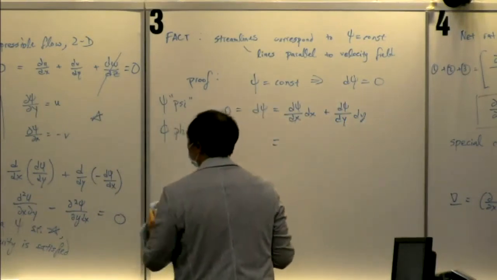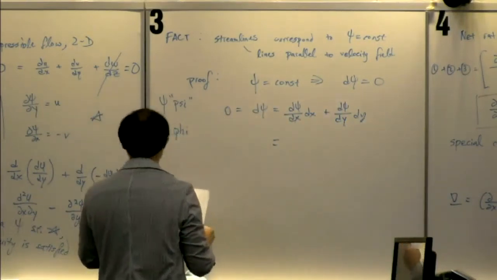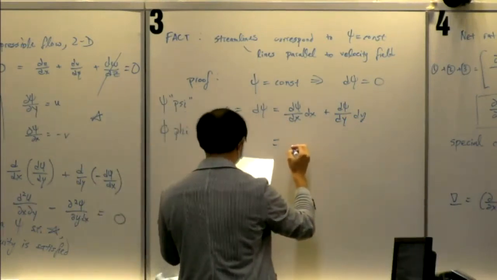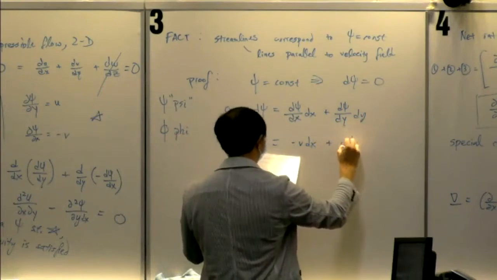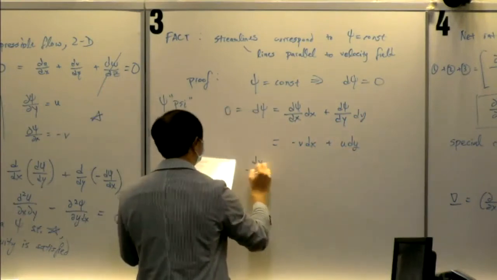And when we substitute our definitions for the stream function, you get negative v dx plus u dy. And this boils down to the following expression.